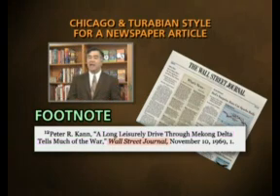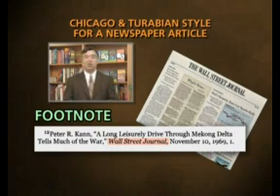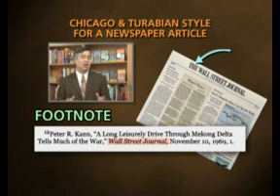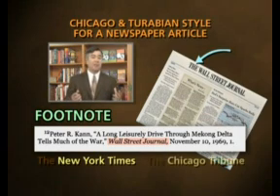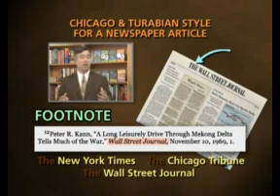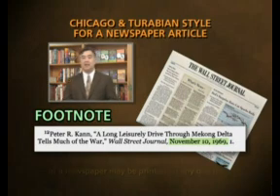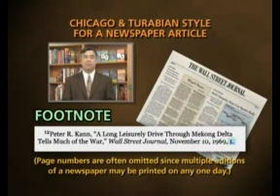Then the name of the periodical, in this case a newspaper, in italics, Wall Street Journal. Notice that the word the, which might appear on the masthead of the newspaper, has been omitted. You don't need the, so you would simply write New York Times, Chicago Tribune, Wall Street Journal. You can omit the word the. Then the date, November 10th, 1969, and the page number, page 1. That's where the article appears.